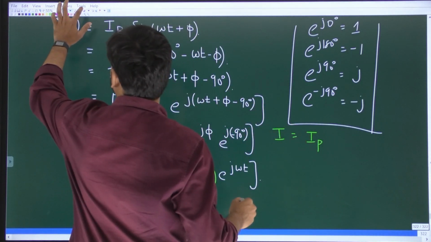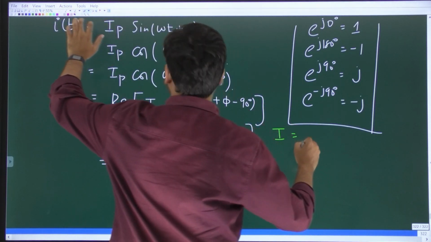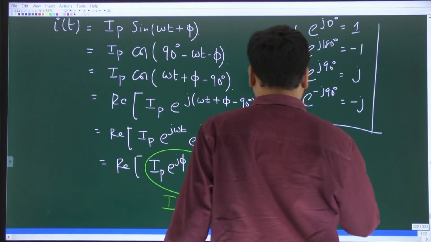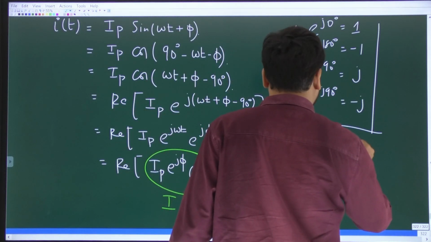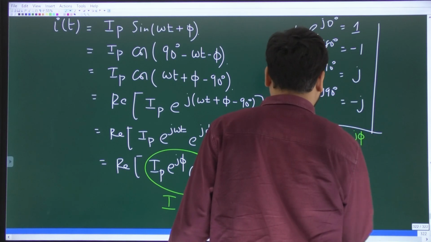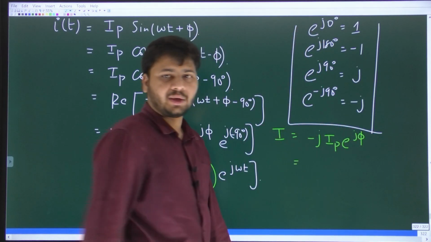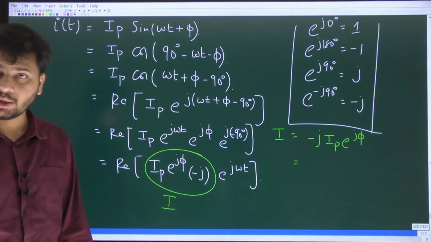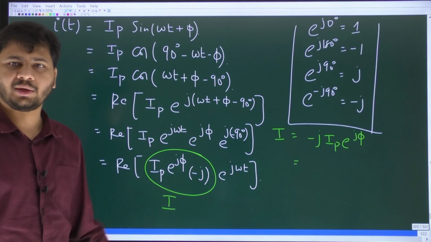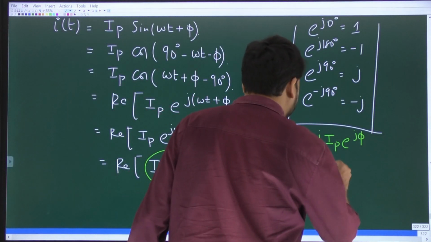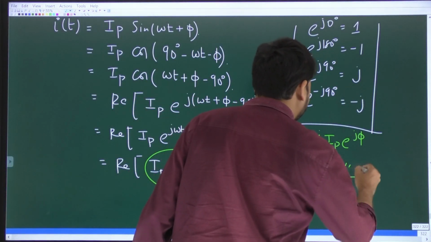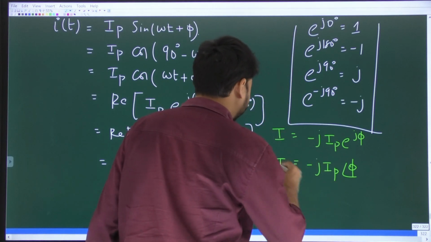It will be equal to, first I'll write minus j, then I'll write Ip, and then e power j phi. E power j phi, is it not the same as angle phi? Yes or no? E power j phi can also be written as angle phi. So this can be written as minus j Ip angle phi. That's all.